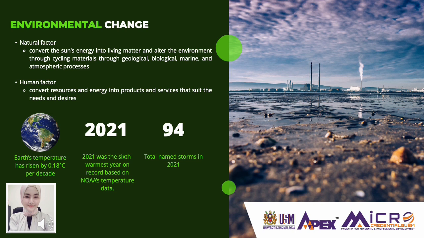In year 2021 was the sixth warmest year on record based on NOAA's temperature data. NOAA is an American scientific and regulatory agency within the United States Department of Commerce that forecasts weather, monitors oceanic and atmospheric conditions, charts the seas, conducts deep sea exploration, and manages fishing and protection of marine mammals and endangered species in the U.S. exclusive economic zone. And another example is that there were a total of 94 named storms in year 2021 alone.